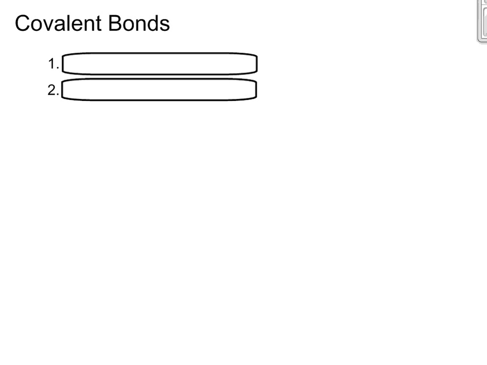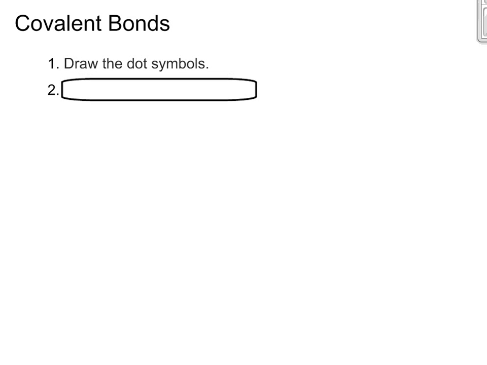When two nonmetals get together, neither one can give up their electron, but what they can do is share. So a covalent bond we usually say is a bond of sharing. An ionic bond is a bond of give and take. And the way that they share, we're going to show in this way. So step number one, you're going to draw the Lewis dot symbols.